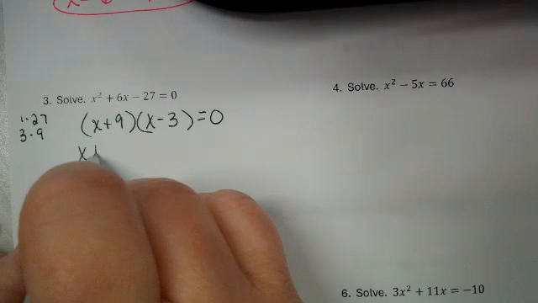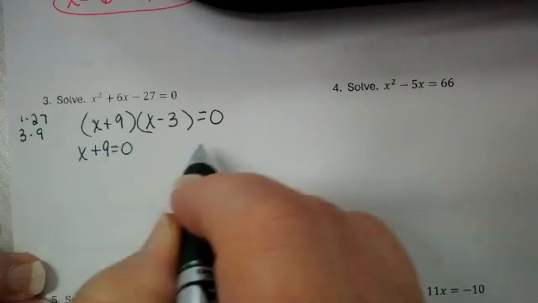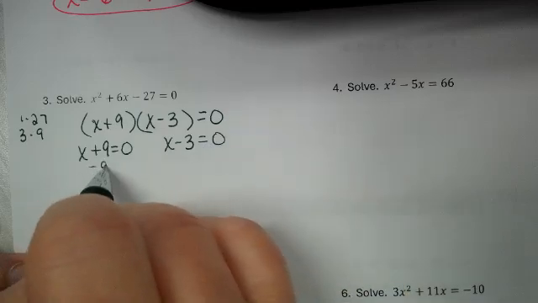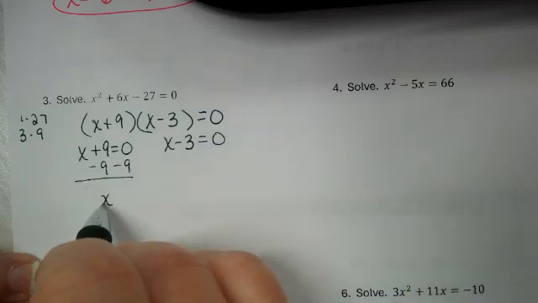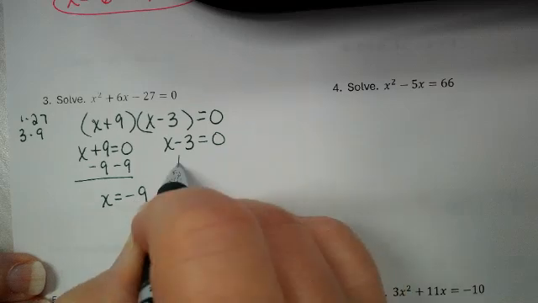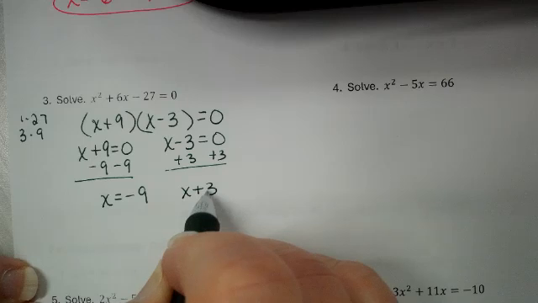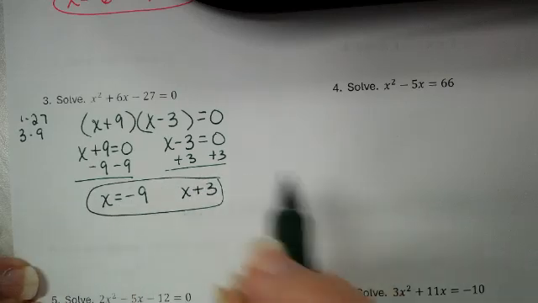So I find out what makes x plus 9 equal 0 and what makes x minus 3 equal 0. So for this equation, it's negative 9. And for this equation, it's positive 3. Those are my solutions.